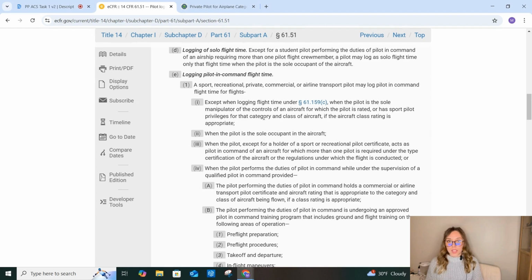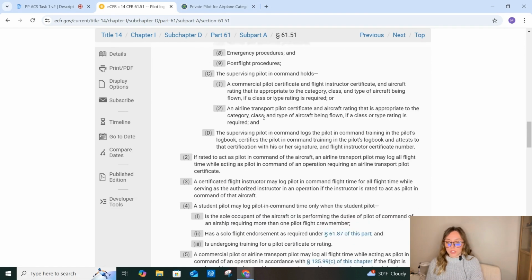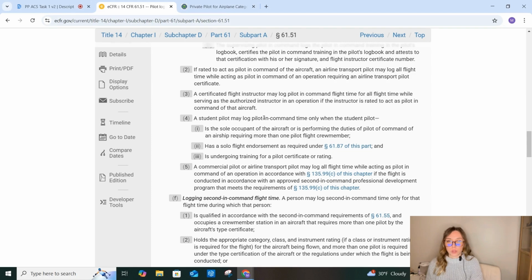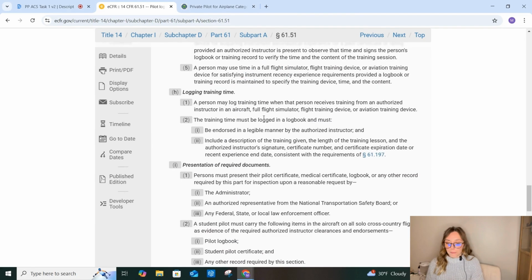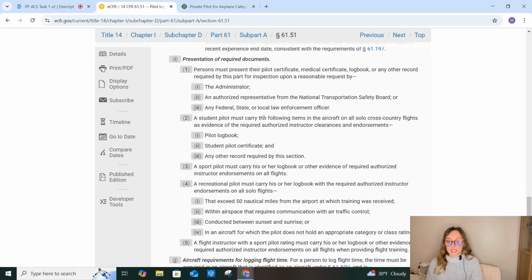It's not super obvious, but there's one other topic that is lumped into record keeping, and that is when you need to show documentation to government officials. That is listed in part I here. It says the presentation of required documents. Here it says persons must present their pilot certificate, medical certificate, logbook, or any other record required by this part for inspection upon a reasonable request by the administrator.